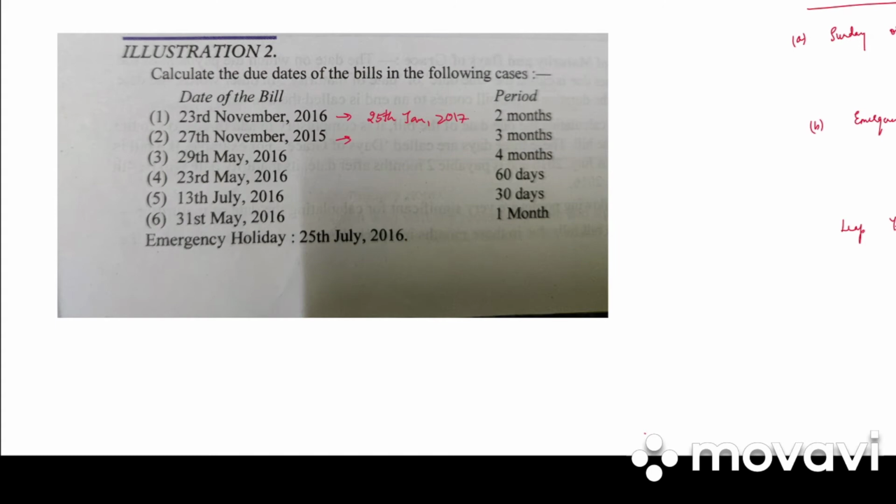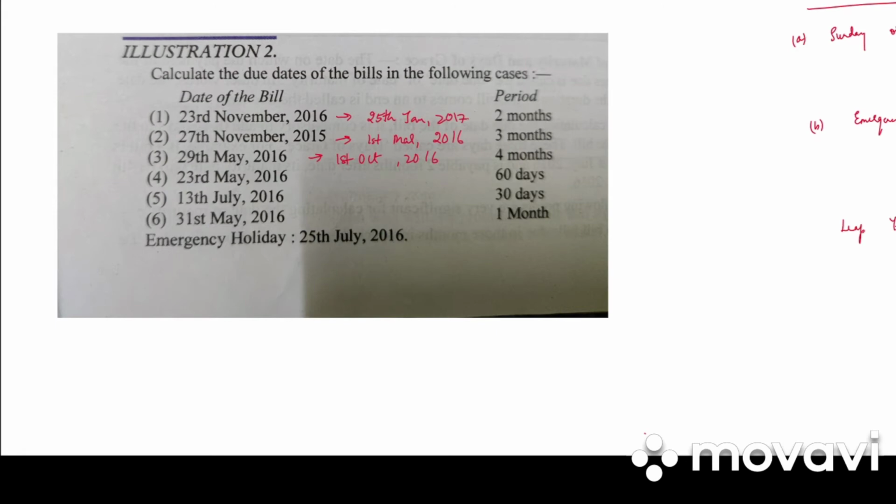Next we have 27th November for 3 months. So November to December, December to Jan, Jan to Feb plus 3 days grace, that is 28, 29, 1st March, because 2016 is a leap year. 29 May 2016 for 4 months, May to June, June to July, July to August, August to September, 29 September plus 3 days, 30, 31st, 2nd October. 2nd October is a public holiday, so it will mature on 1st October 2016.